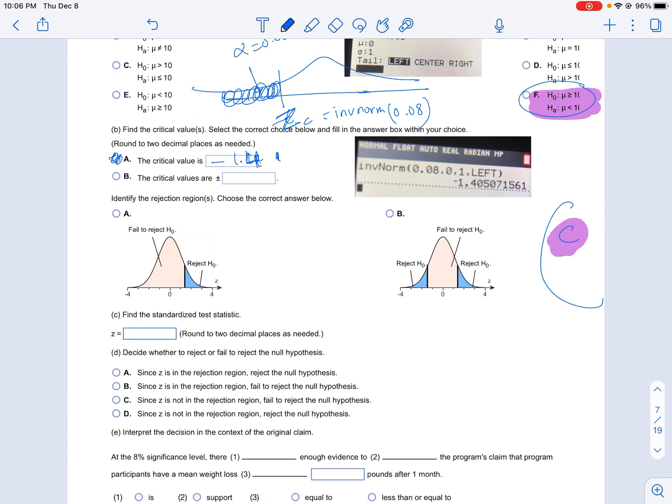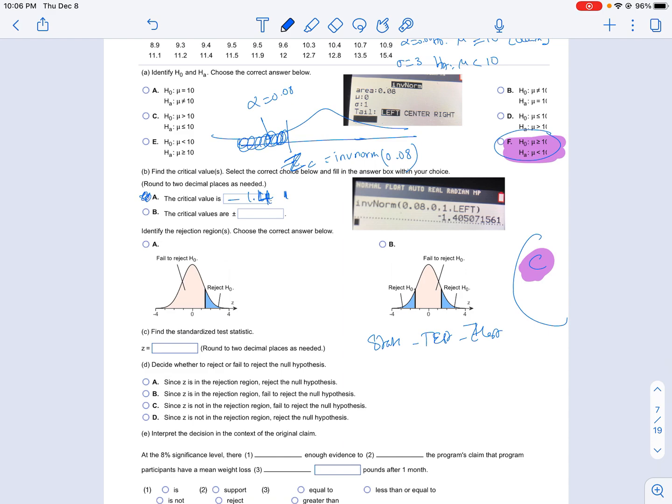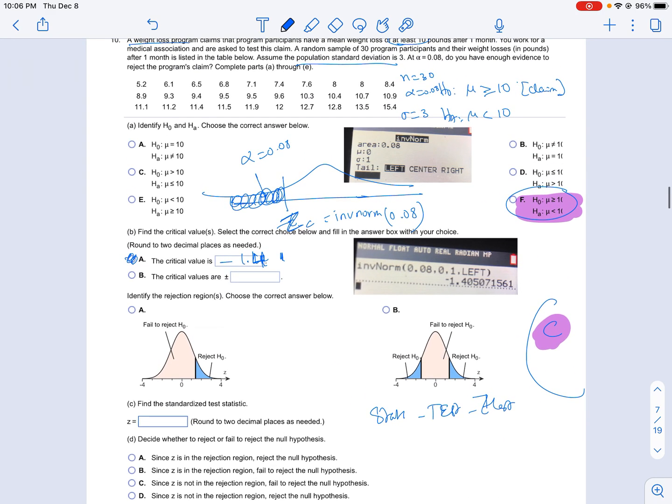What's the standardized test statistic? So stat test, z-test. My data, I have data, I don't have stats. Mu0 is 10. Sigma is what, 3? My list, I think, is L5, if I'm not mistaken. So less than. Okay, let's see. Oh, it's L4.